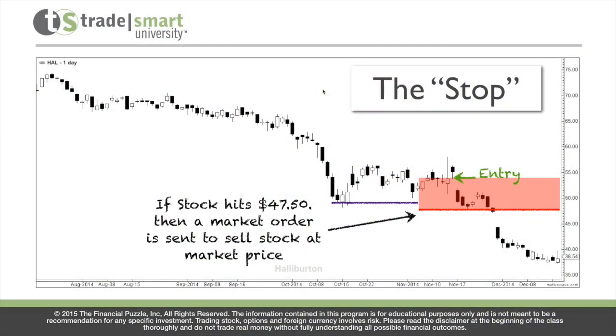Let's take a look over here. And if we were to set that basic stop order on the Halliburton trade, we entered the trade up here, and let's say we set a basic stop at 47.50. What it does is it says when the stock falls down and hits that stop price of 47.50, then trigger the order, and that order is going to be a market order. It's going to be sent to the floor to sell the stock at a market price.